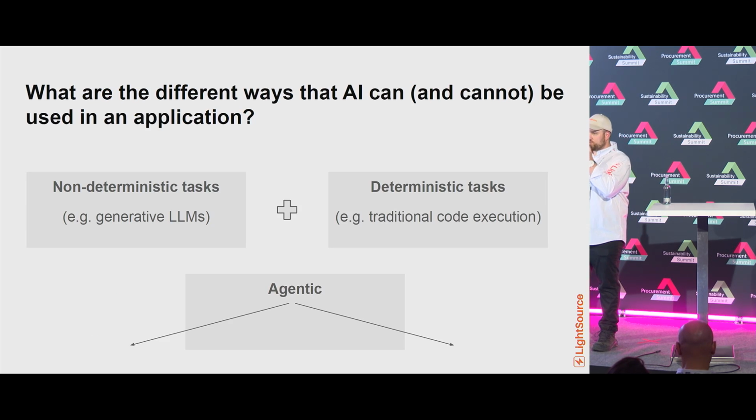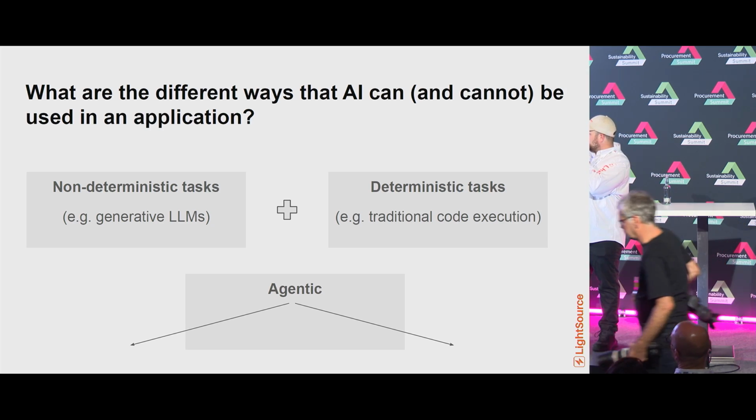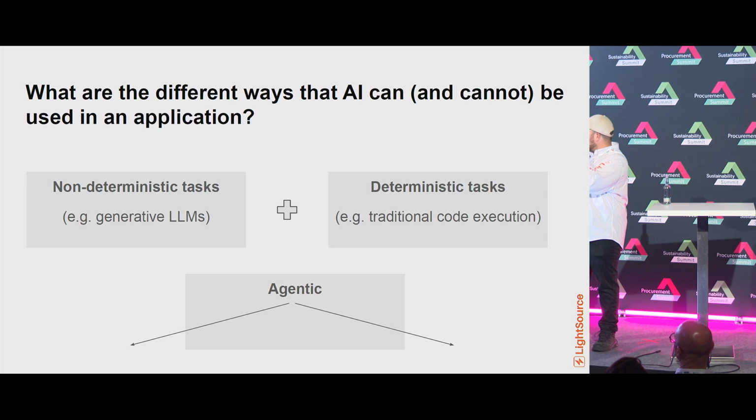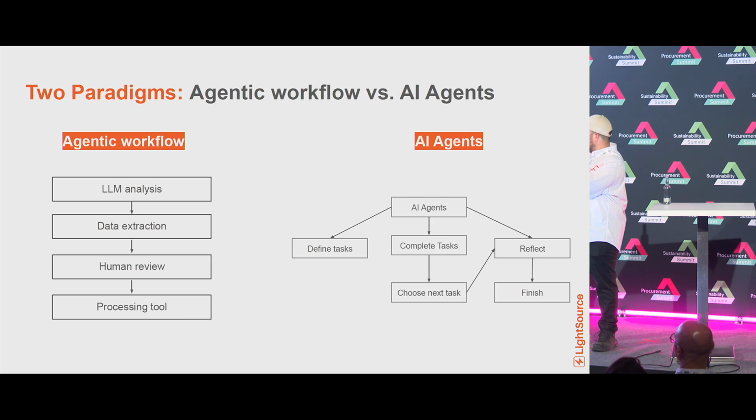There's a spectrum between what I would call deterministic and non-deterministic tasks. Non-deterministic tasks, you want to give more freedom. For deterministic tasks, you have things like traditional code execution. Agentic can actually fall into both of these categories. Even pinching and zooming one step deeper, not all agentic systems are built alike. On the left, we have what I would call an agentic workflow. So it's a workflow that is primarily linear, but there is some LLM element.